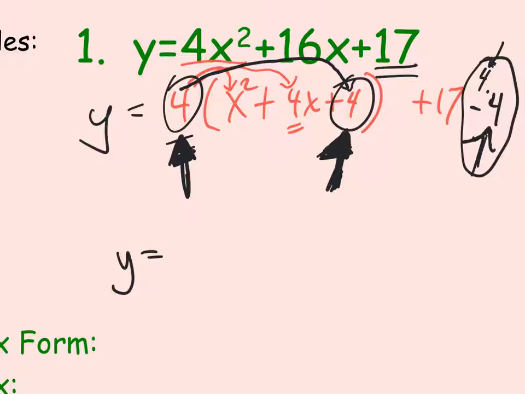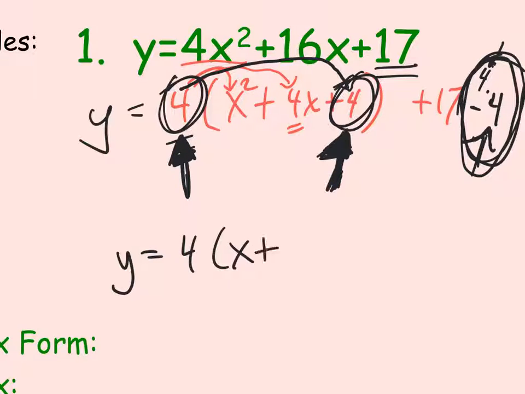But all we've done is, we followed all the rules. When we added 16 by putting these two 4s in, we subtracted 16 to cancel it, and then your final answer looks like this. And positive 17 and negative 16 makes plus 1. There we go. That's vertex form.